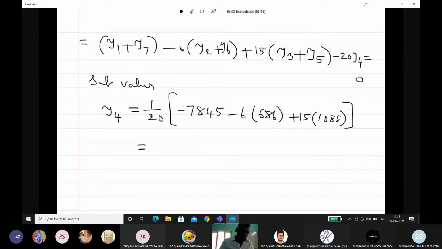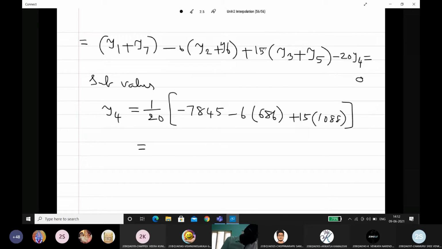That is equal to 15 into 1088 minus 6 into 686 minus 78, sorry 45, is equal to 4359 divided by 20.